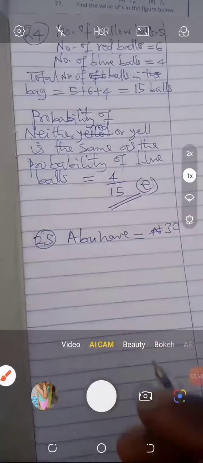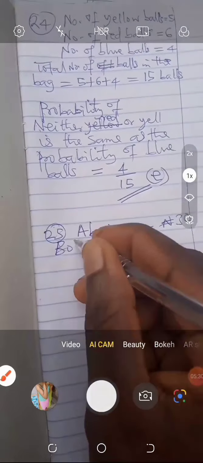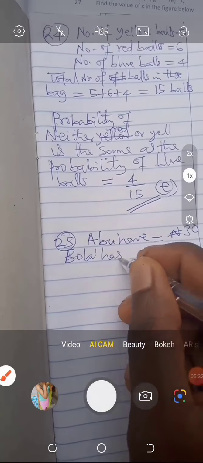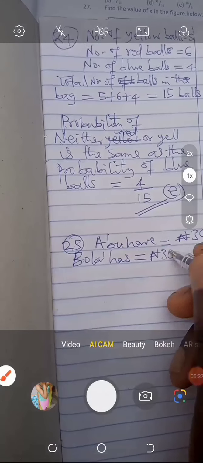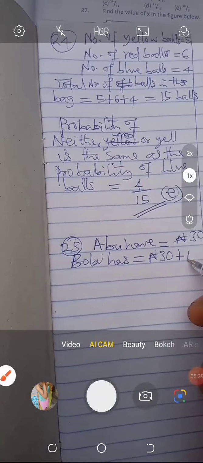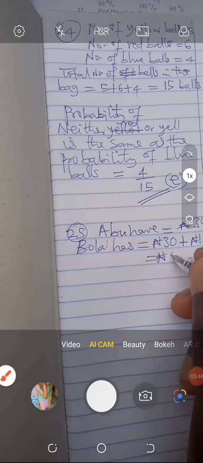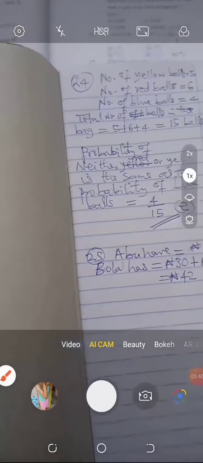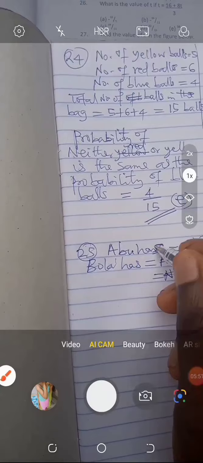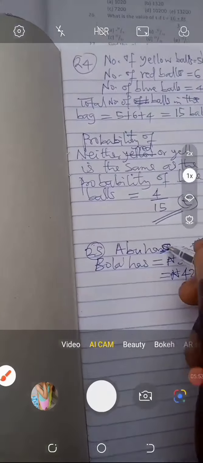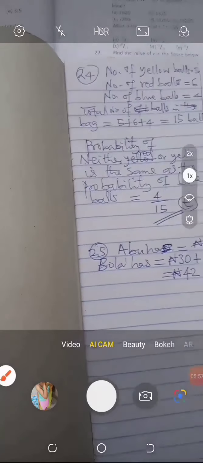The next one, Bola has 12 more than Abu. That means Bola has 30 naira, which is what Abu has, plus 12 extra naira. So if you add up, that will give us a total of 42 naira for Bola. So Abu has, okay, let's correct that statement. Abu has, so your English teacher must have done a good job. So Abu has, now Bola has this.